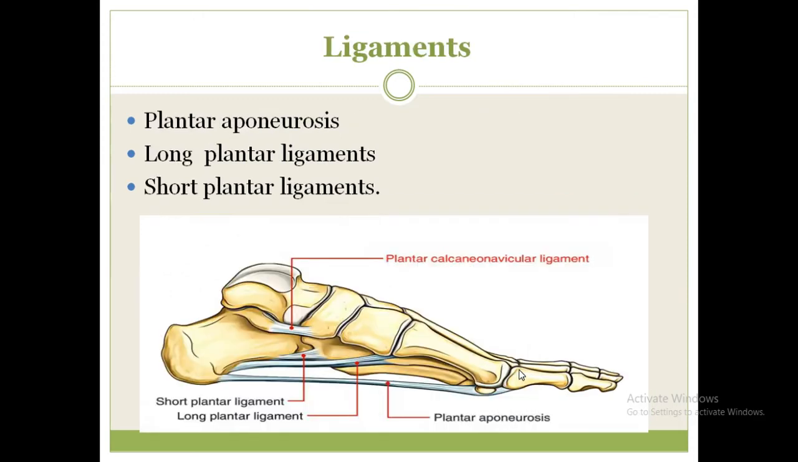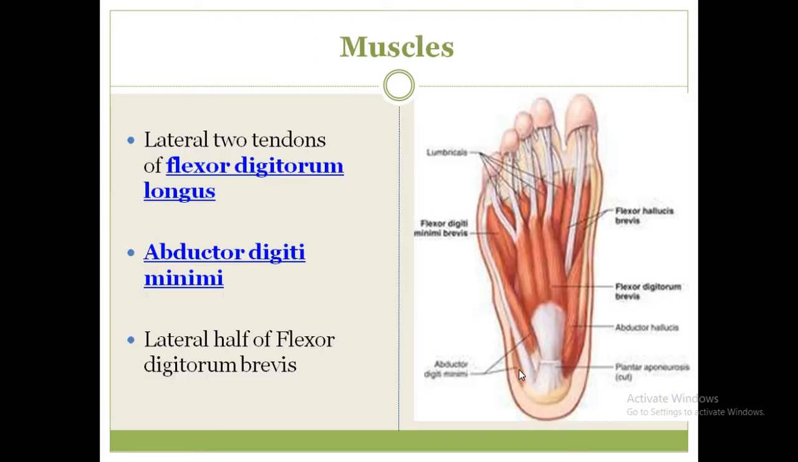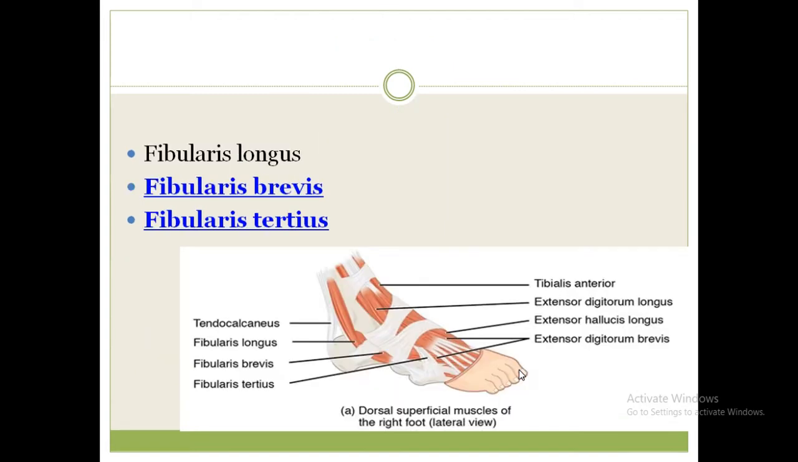The arch is further supported by the ligaments. So the ligaments would be plantar aponeurosis, long plantar ligament, and the short plantar ligament. Then the muscles which further strengthen the arch are the flexor digitorum longus, abductor digiti minimi, lateral half of flexor digitorum brevis, and the three fibularis, that is the fibularis longus, fibularis brevis, and fibularis tertius.